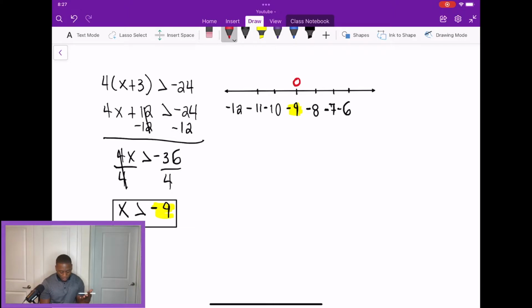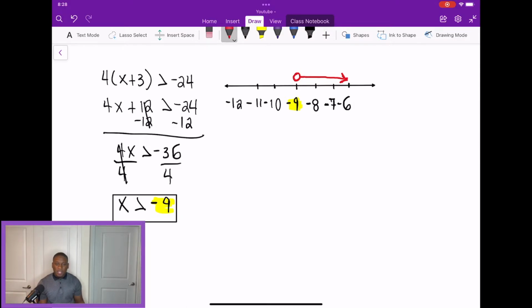So now x is greater than negative 9. That means we're shading towards the numbers that are greater than negative 9. And that's going to be towards negative 8, negative 7, and negative 6. The numbers closest to 0. So just remember that, guys, when you're graphing on the negative side, the number line is backwards.